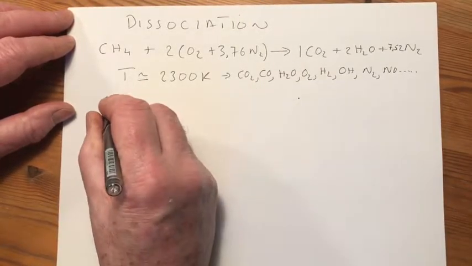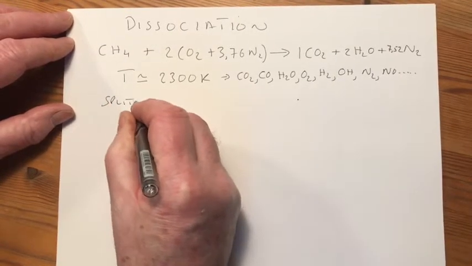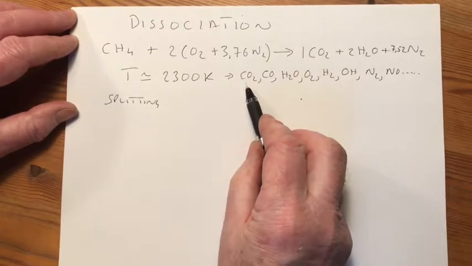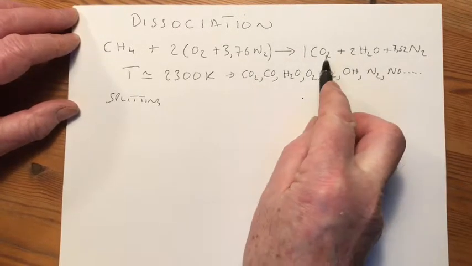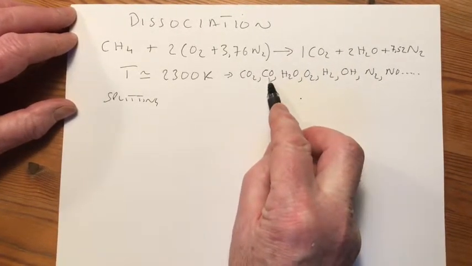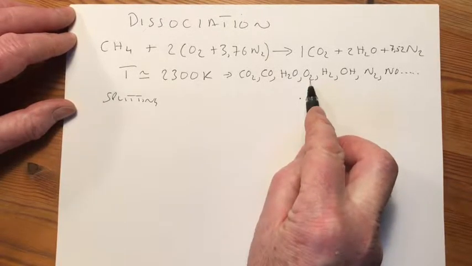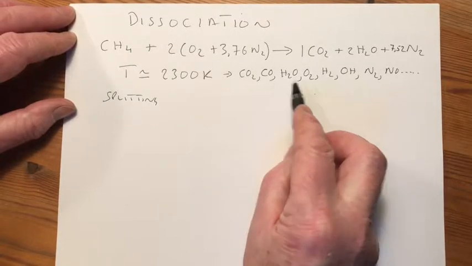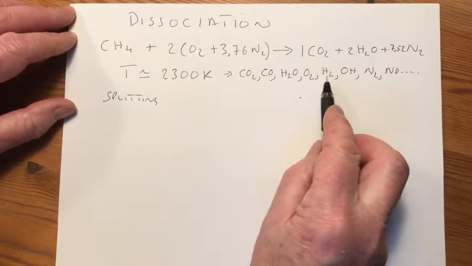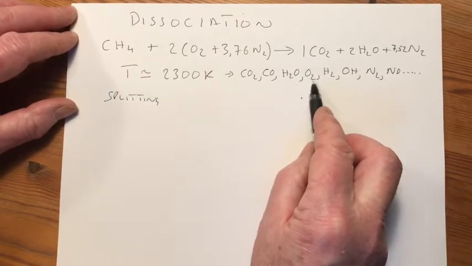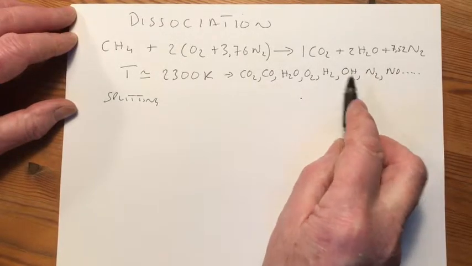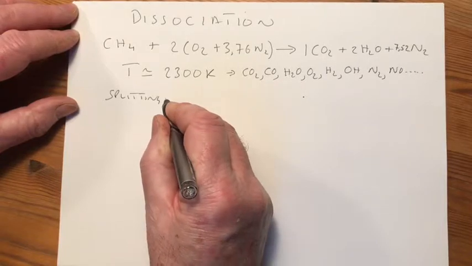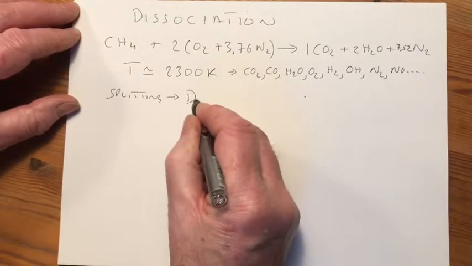Now, this so-called splitting of molecules, what happens here is that the molecule of CO2 actually splits into a CO and an O2. So it splits into two molecules. Similarly, water will split into H2, some O2, maybe some OH, etc. So this splitting of molecules, this is what we call dissociation.